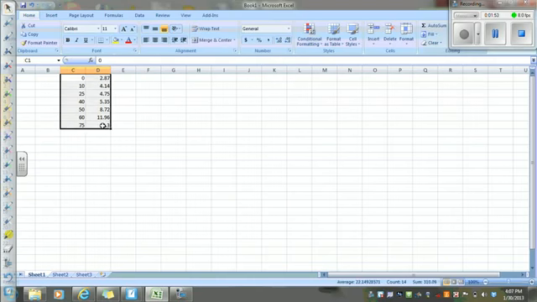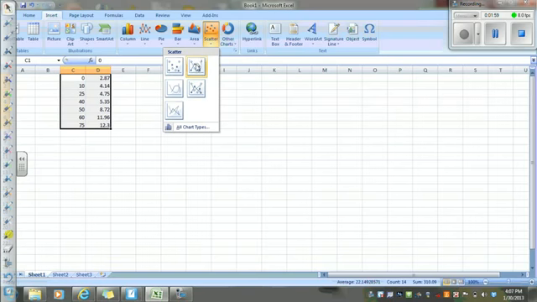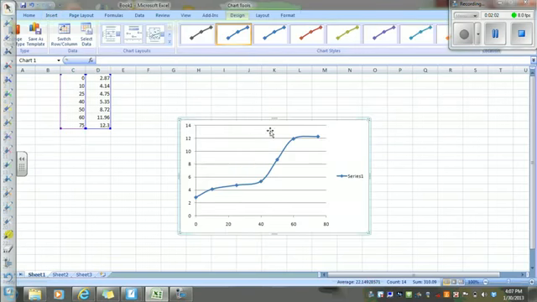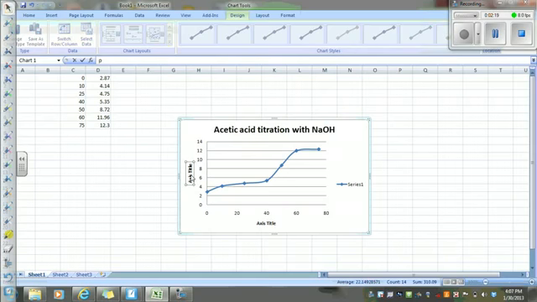All right, so what we want to do is graphically represent this. So we're going to go to Insert. We want a scatter plot. We want a curve. Okay, so let's go ahead and do a title. This was acetic acid titration with sodium hydroxide. pH was our y-axis, and the x-axis was volume of sodium hydroxide added, in milliliters. Okay, so let's make this a little bit bigger.